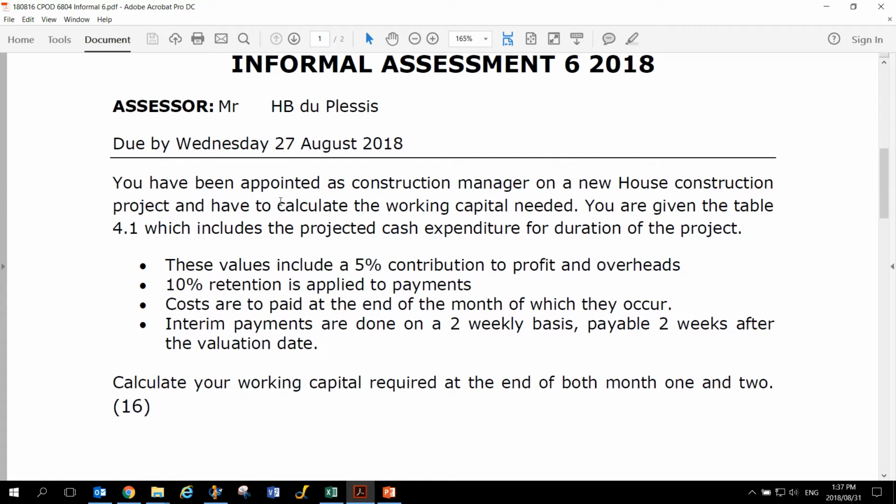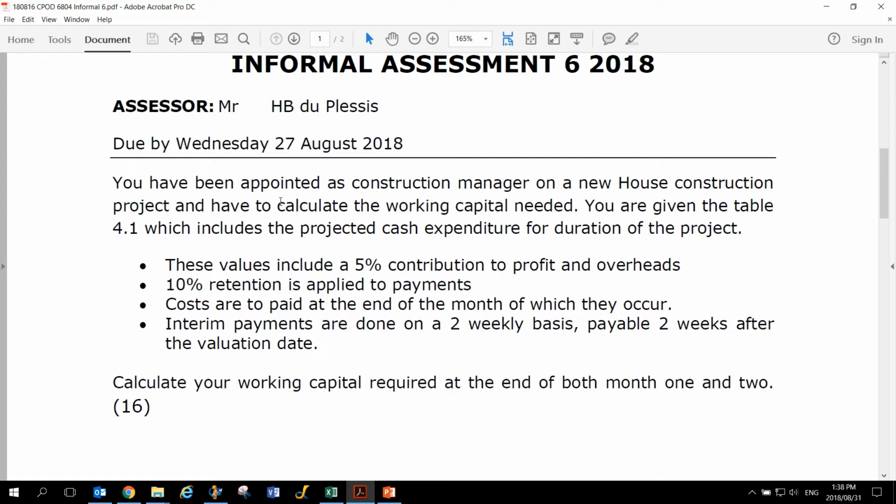You have been appointed as construction manager on a new house construction project and have to calculate the working capital needed. You are given table 4.1, which includes the projected cash flow expenditure for the duration of the project. Okay, so you've got that's the sketch of the project, and then the first parameter is these values include a 5% contribution to profit and overheads. So it's your cost plus 5%.